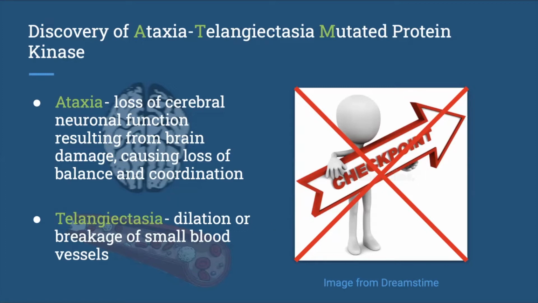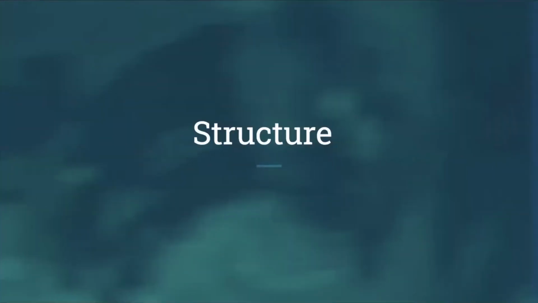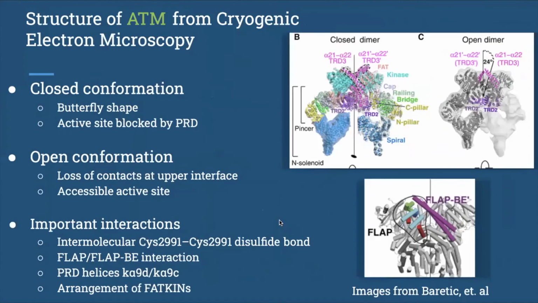further in this presentation. Now let's take a look at the structure of ATM determined through cryogenic electron microscopy. The ATM gene is a 12 kilobase region that encodes a 3000 amino acid protein. The human ATM dimer exists in a dynamic equilibrium between its closed and open conformations. It has a butterfly shape where the end solenoids form the wings and the FATKIN, which are the C-terminal PIKK conserved unit, make up the head.